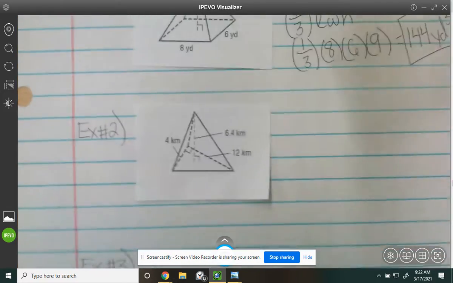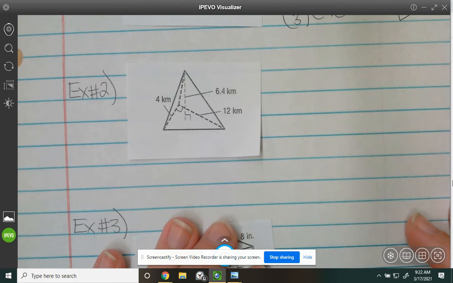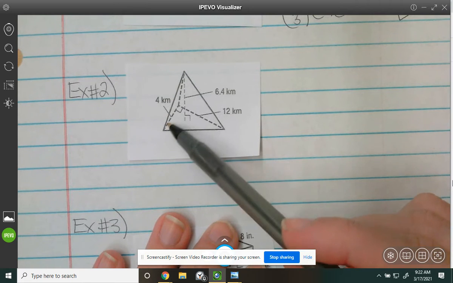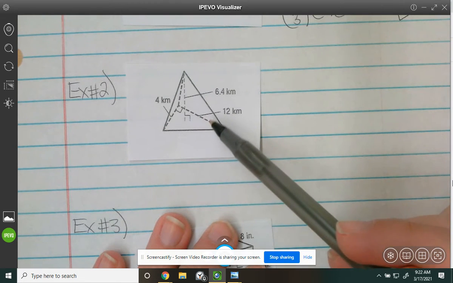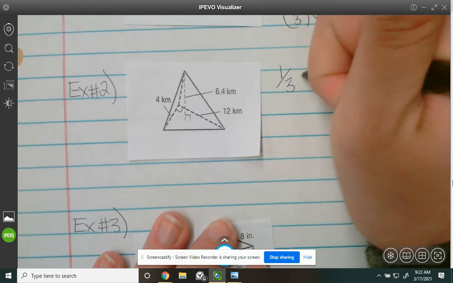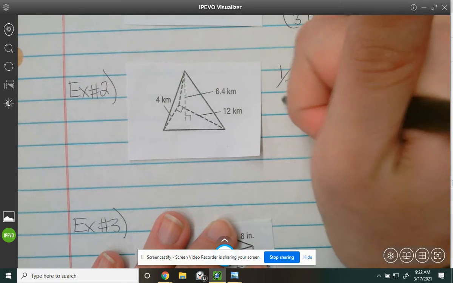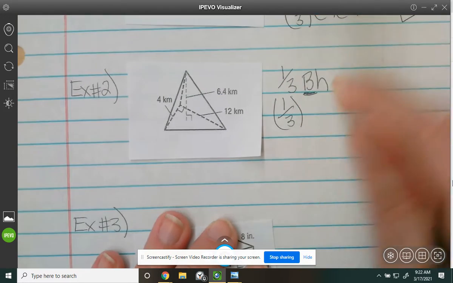Example number 2. Triangular pyramid or rectangular pyramid? This one is a triangular pyramid because it's got a triangle on the bottom of it here. Okay, so we got 1/3 BH. Drop down my 1/3. I ask myself, what is my base?